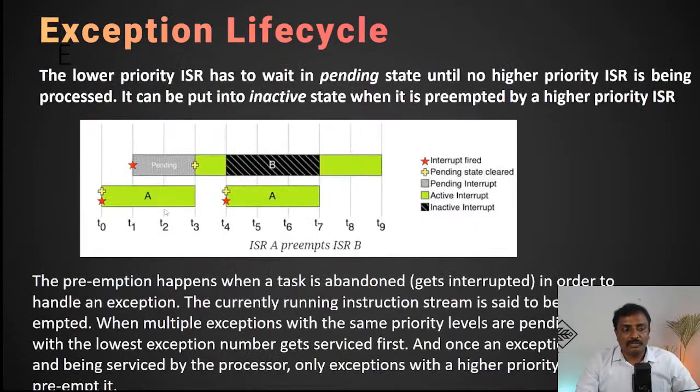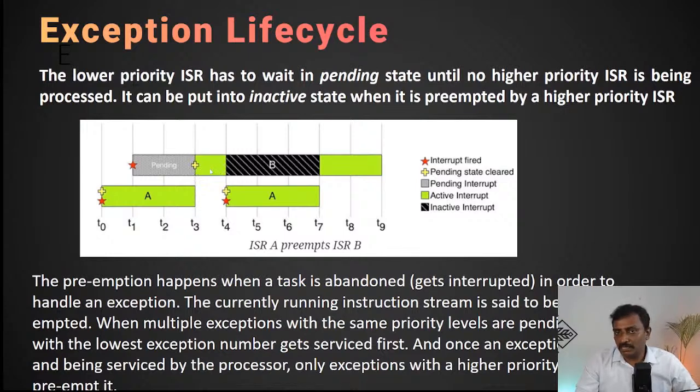Whenever you have a higher priority, it preempts the lower priority. For example, task A is higher priority and it executes. Suddenly we get the interrupt from B, so it puts that in the pending state. Once the service routine is completed, it starts again.